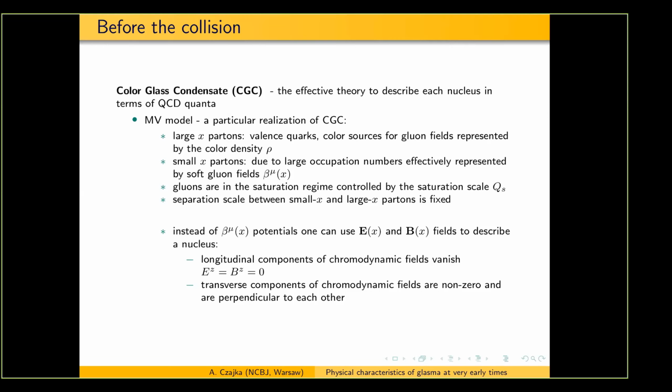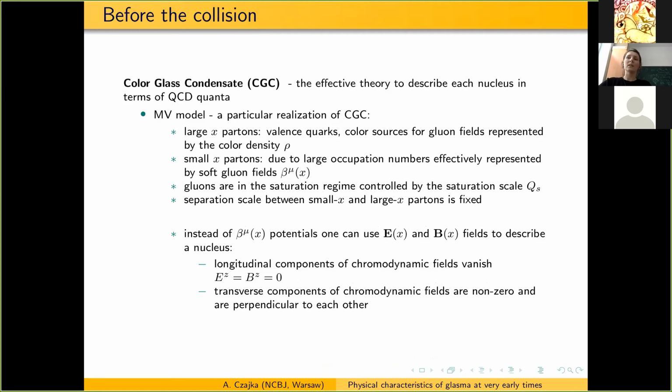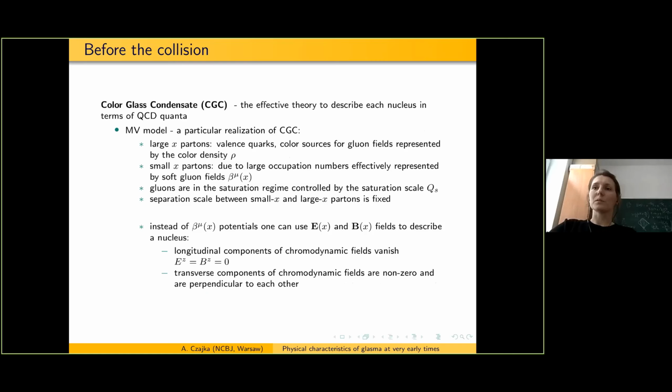The color glass condensate is a useful theory in the sense that it has the saturation scale included. So we study this system in the saturation regime controlled by the saturation scale. And in the simple MV model, the separation scale between small x and large x partons is fixed. But also, instead of gauge potentials, we can describe a nucleus in terms of chromoelectric and chromomagnetic fields. And then we see that the longitudinal components of these fields vanish, they're basically zero, and only transverse components of these fields define the nucleus.